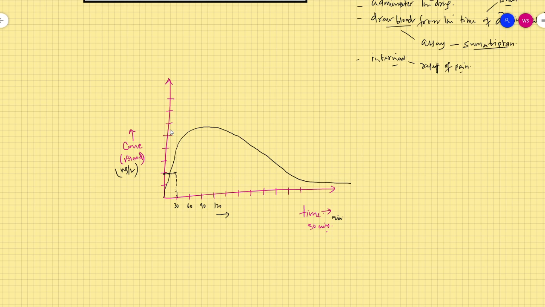The time where we get the maximum concentration, that's called Cmax, and the time taken to attain Cmax is called Tmax. So the time to attain the maximum concentration is Tmax.